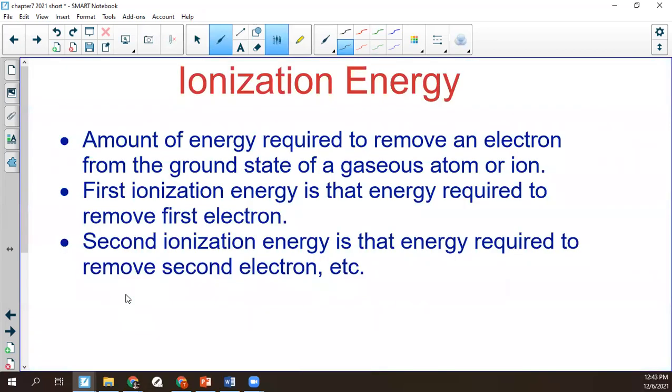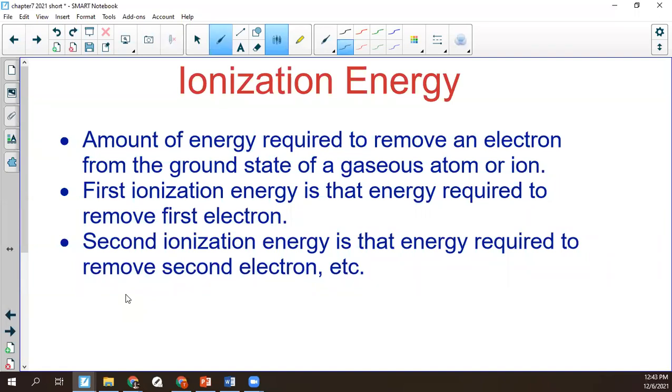All right. Our next item of business is ionization energy. So we'll finish this topic. And we didn't get through all of chapter 7, but we got dang close. We just have a couple more and they're short. Ionization energy is really important.